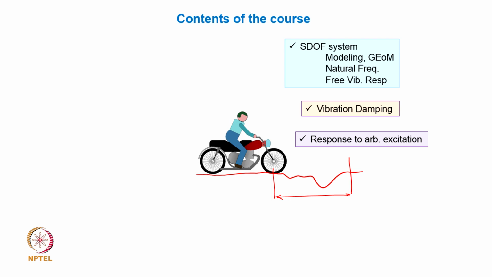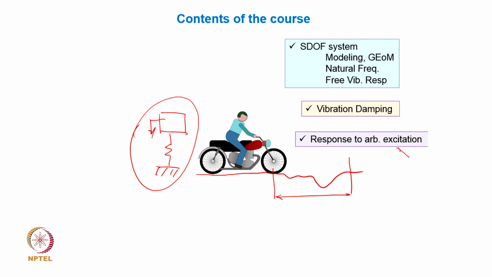We discussed that this automobile with a rider can be modeled like a simple vibratory system. So, the first topic will deal with finding out the natural frequencies of this particular system, and suppose this vehicle is subjected to a sudden excitation at t equal to 0, what is the ensuing vibration response as a free vibration response.